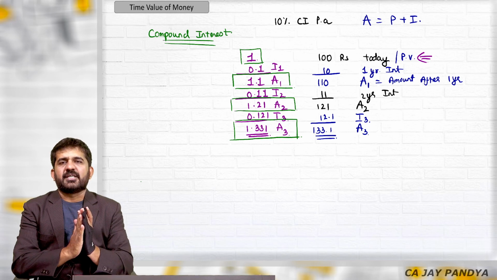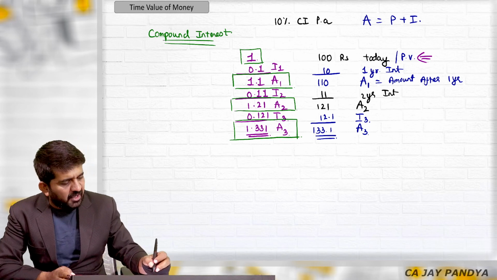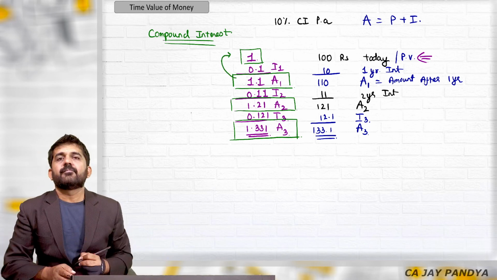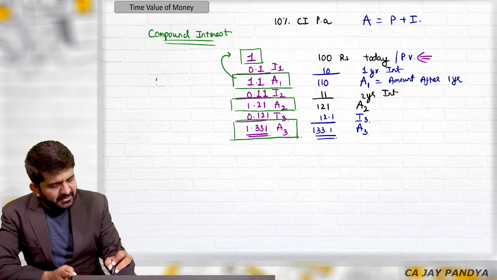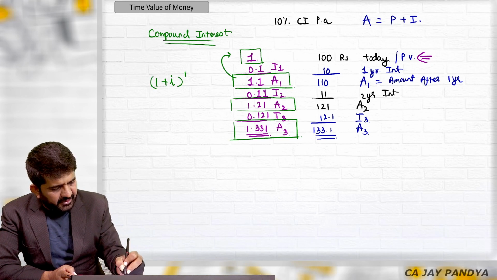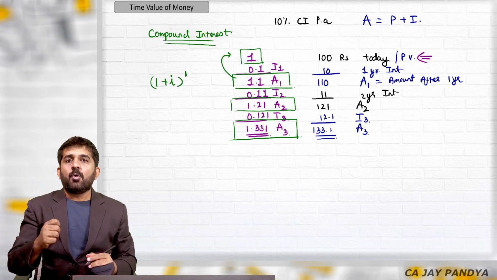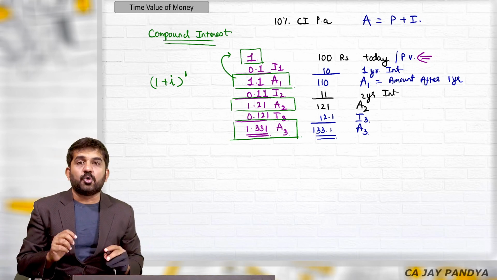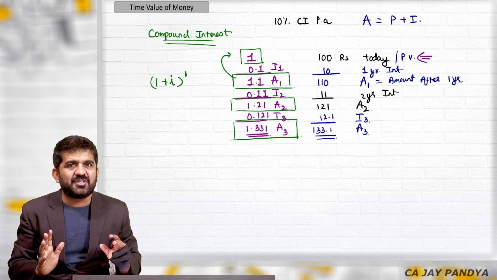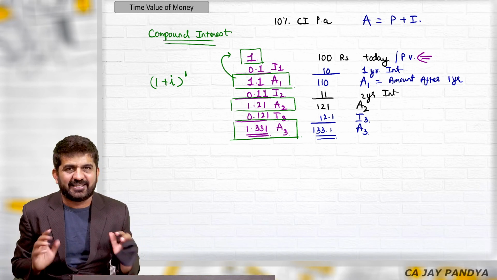Try to understand what will be amount after first year. If 1 rupee is invested, it is nothing but 1 plus I raised to 1. Now what is I? This is very basic mathematics, but still I am explaining you as I have told you in the beginning of the lecture. I am assuming you are not knowing anything.